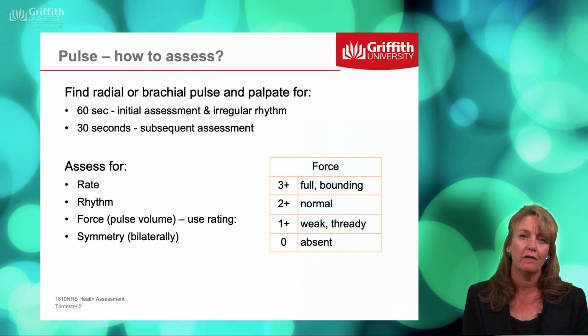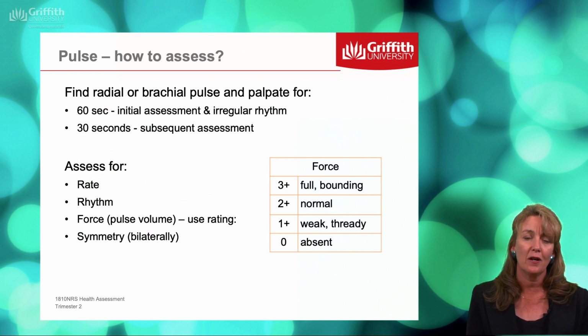We also look at the force, which is an interesting thing, isn't it? And this is graded in this little graph that's on the screen. So 2+ is normal, 1+ is weak and thready, and 3+ is bounding. So maybe you're running on the treadmill in the morning and you take your pulse and you really notice it's like boom, boom. Now that would be classed as a 3+.